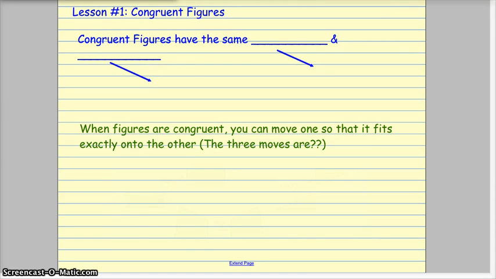This is Unit 5, Lesson 1, Congruent Figures. Congruent figures have the same shape and the same size. When we talk about shape, we're generally dealing with their angles. In regards to size, we're generally talking about side lengths.